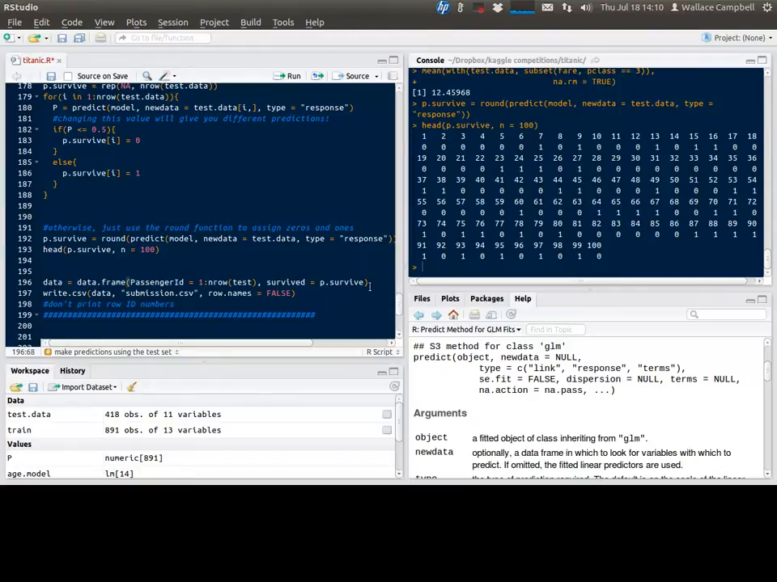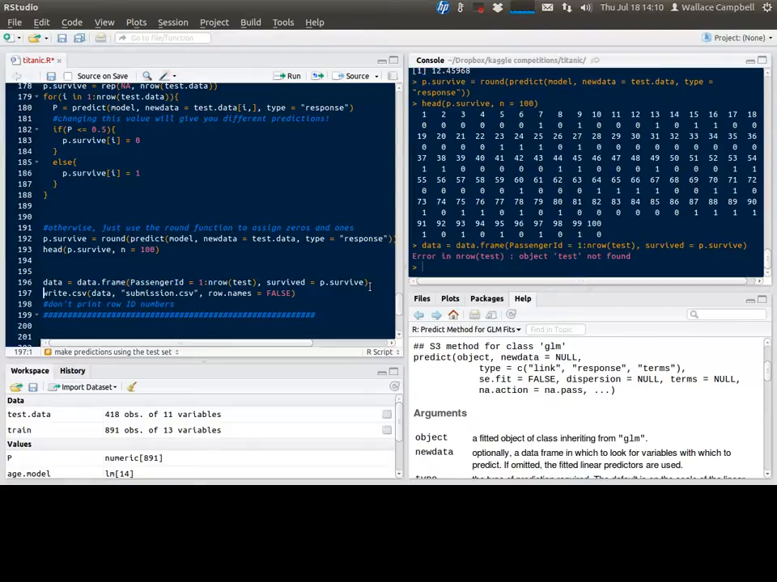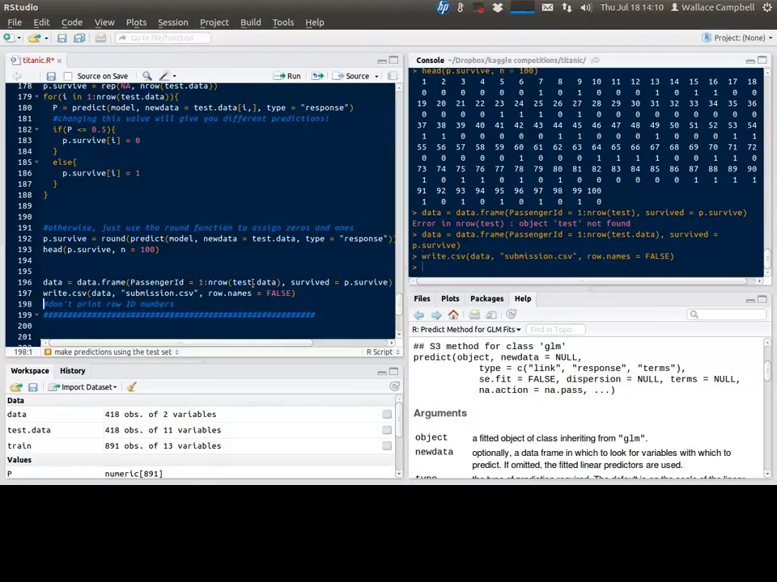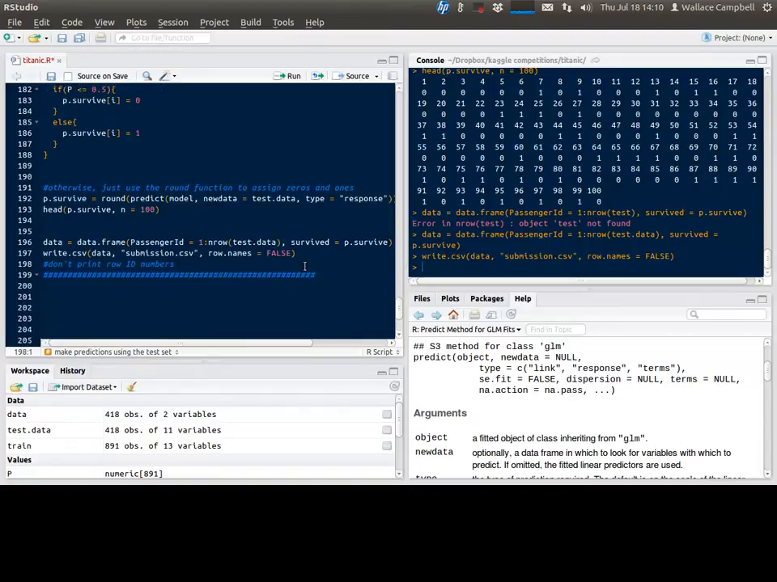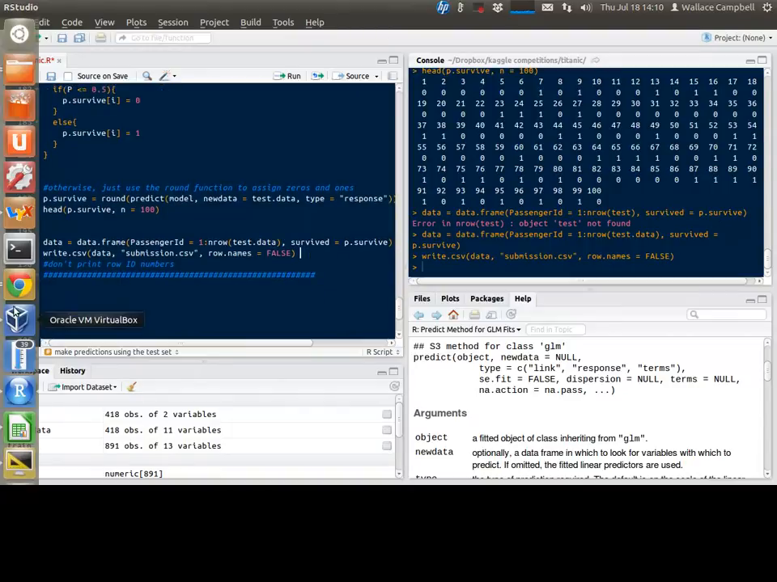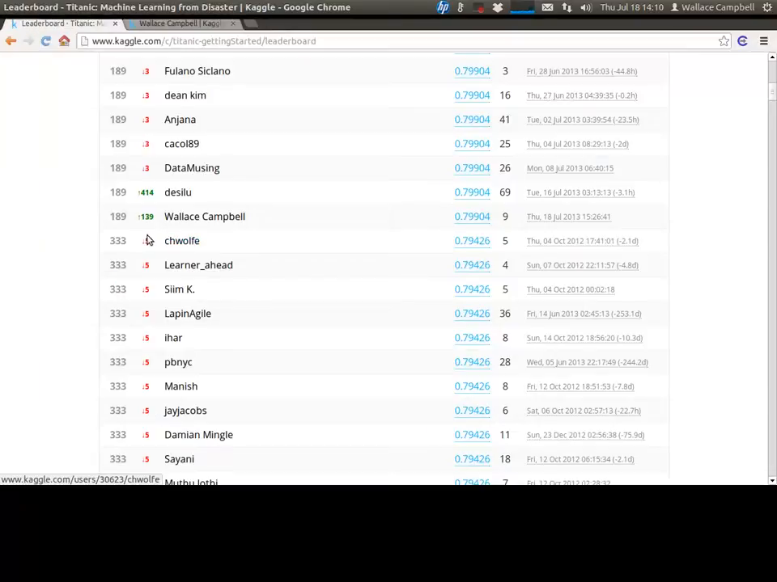And now we're going to want to write these to a file so we can upload it. And then that's all we need to do. Upload that to Kaggle, and that will get you 333rd place.